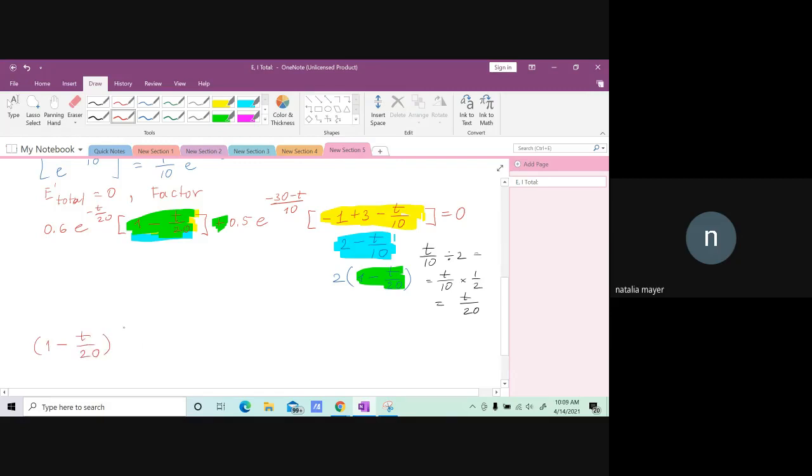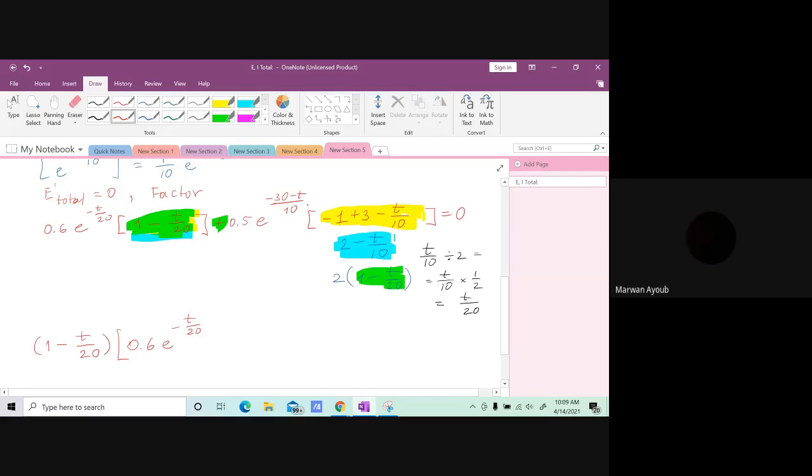Marwan, you will tell me what's left from the first expression in this sum. 0.6 e to the power of negative 10 over 20. Correct.